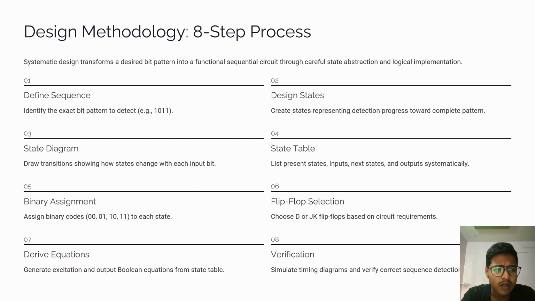Step 1: identify the sequence to detect. Step 2: define states representing the progress of detection. Step 3: draw the state diagram. We know that state diagrams are very important, so we have to draw the state diagram. Step 4: convert it to a state table.